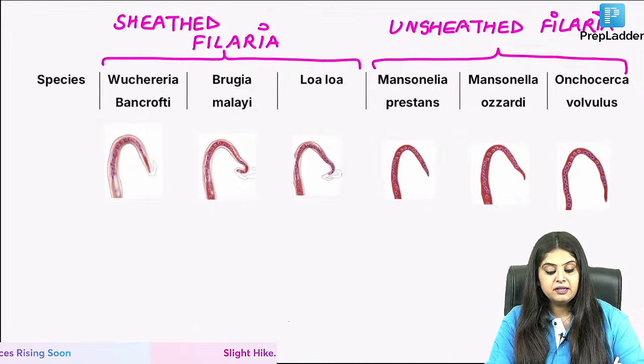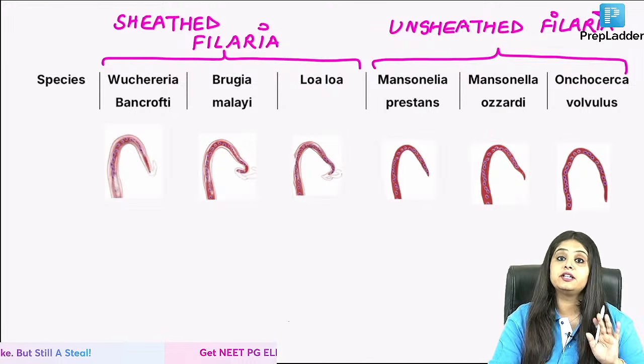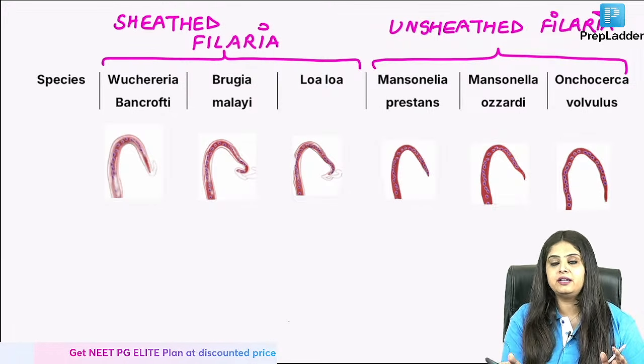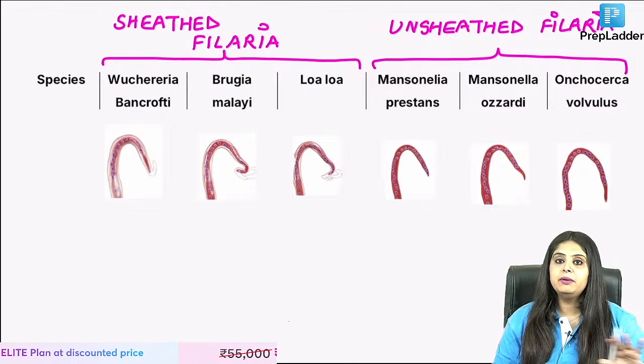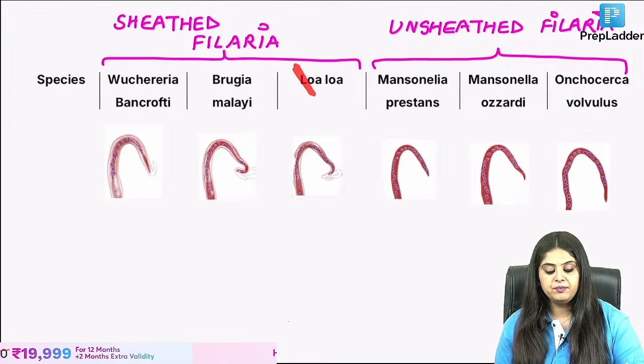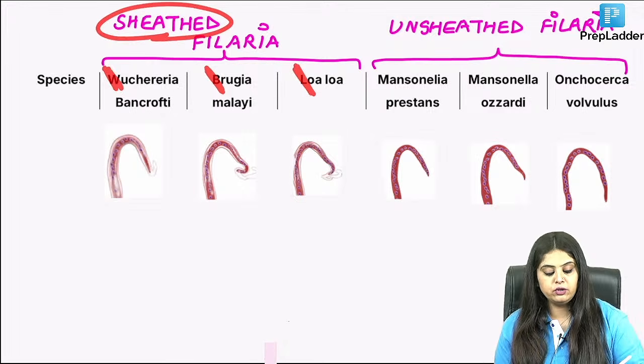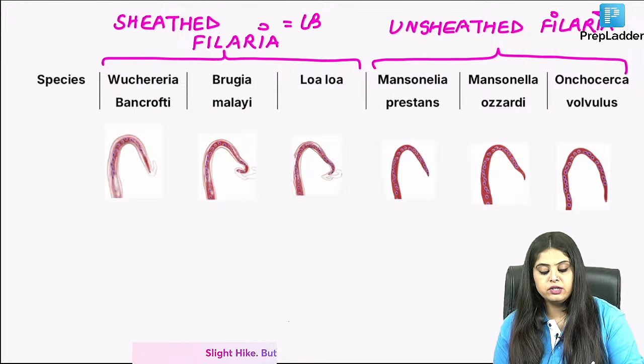What is this, guys? Ma'am, LBW one side, others one side. That is how I've learned it and you learn it like me, otherwise you will also go mad if you learn it by the book way. LBW one side, others one side. What is LBW? Loa loa, Brugia malai and Wuchereria bancrofti, they are all going to have a sheath. So sheaths are going to be LBW.